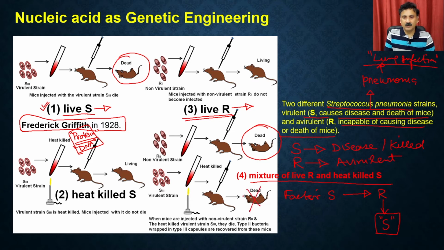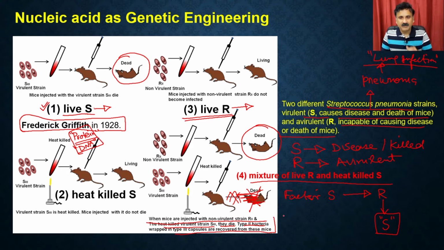So this you can ignore, this is just a wrong drawing actually. When mice are injected with the non-virulent strain and the heat killed virulent strain, they die. Type 2 bacteria wrapped in the type 3 capsule are recovered from these mice.